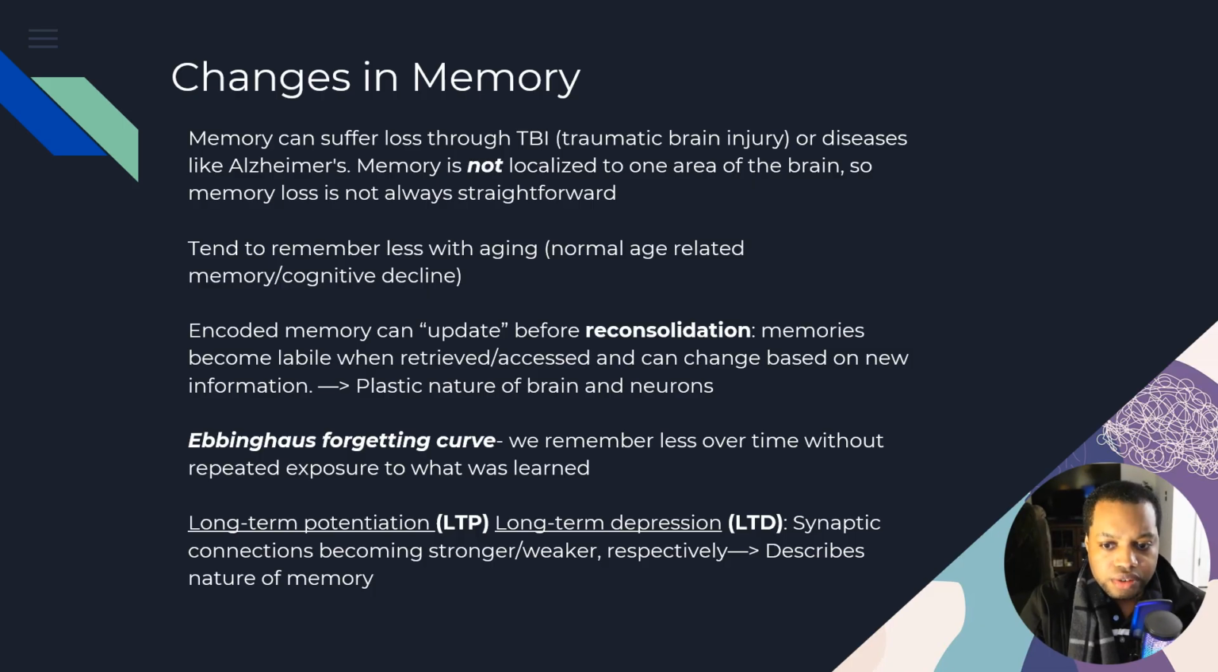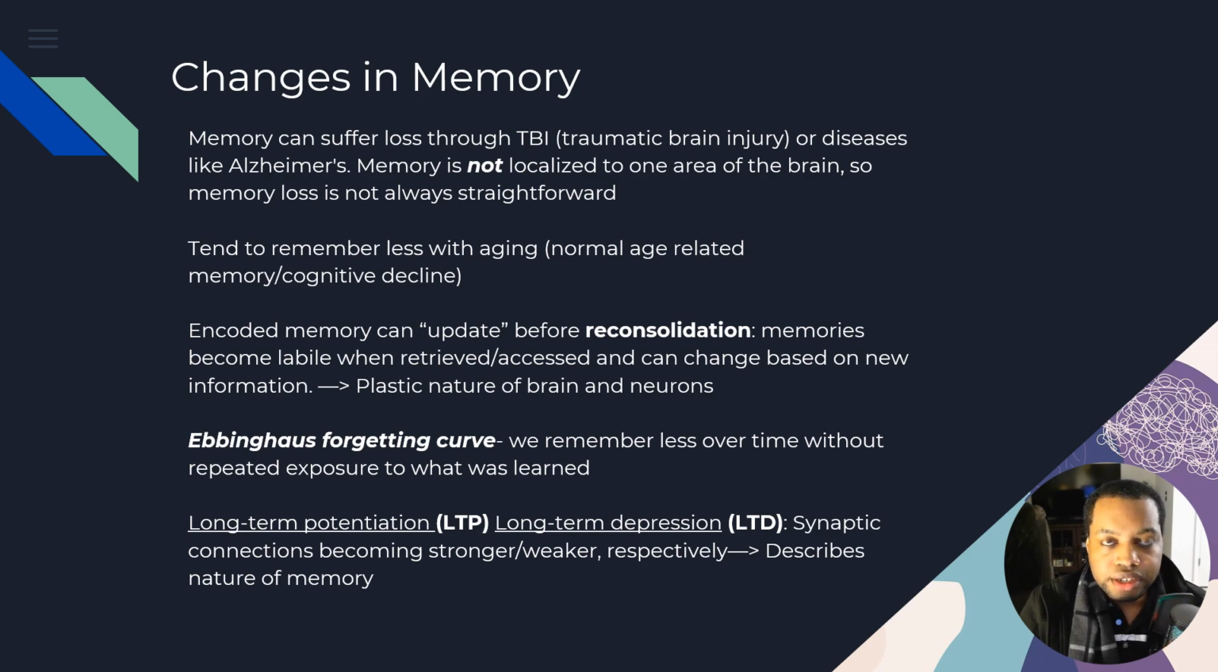So the Ebbinghaus forgetting curve is a significant consideration within learning and forgetting. We remember less over time without repeated exposure to what was learned. So again, if you learn something and then you don't ever access it again, you're just going to forget about it. Not many people have the ability to just memorize something immediately and then just recall it for years later. Usually people like that have some sort of high quality memory, or they tend to have an exceptional memory. Most people will slowly forget things if they are not accessing them regularly.